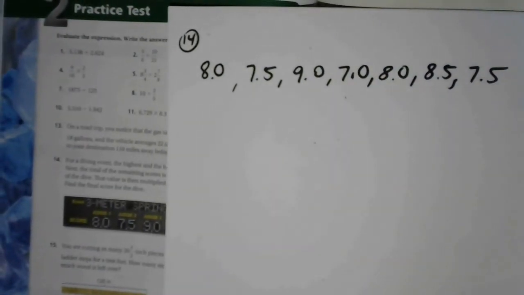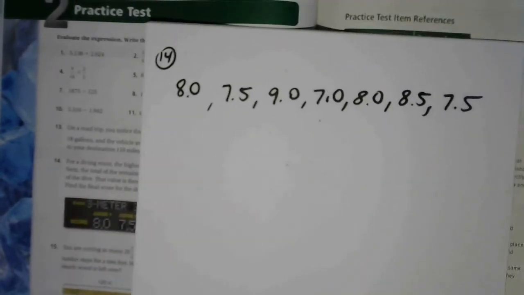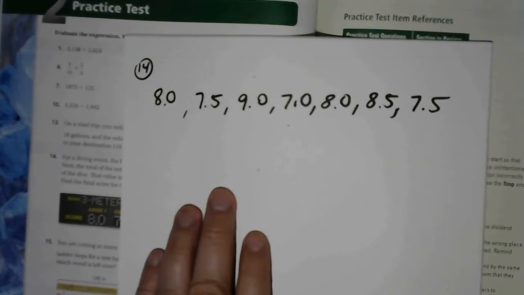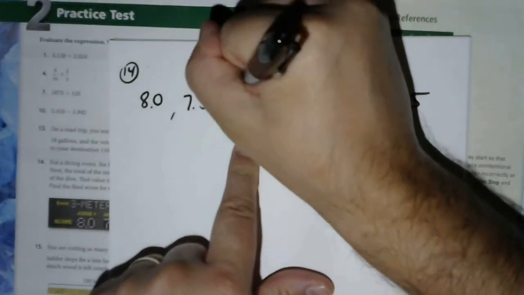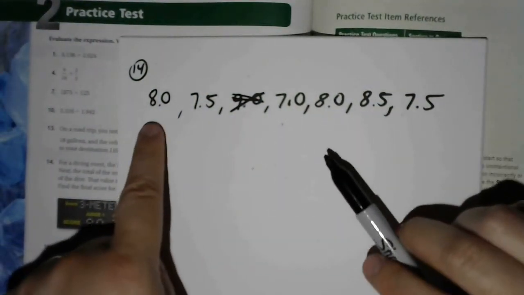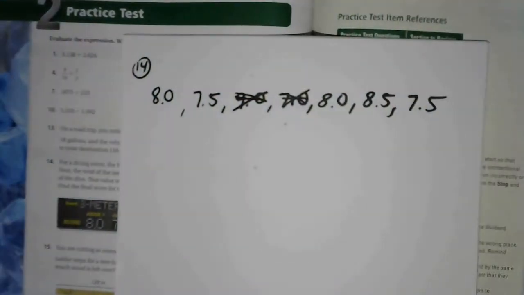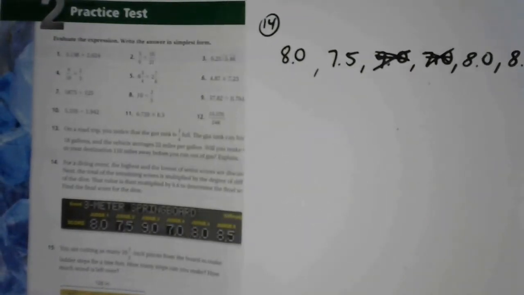Okay. Now I'm going to look back at the words here. It says the highest and lowest are discarded. So I'm going to go ahead and look at the highest and lowest numbers and just cross them off. So let's see. Highest one would have to be this 9.0. That's gone. The lowest one, let's see, a 7. I think that's the lowest one, the 7.0. Gone. Okay, so now I'm left with 1, 2, 3, 4, 5 scores, which is perfect.